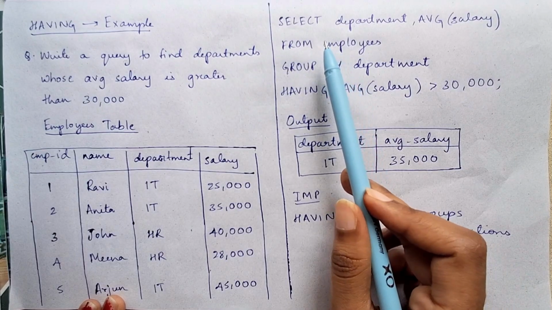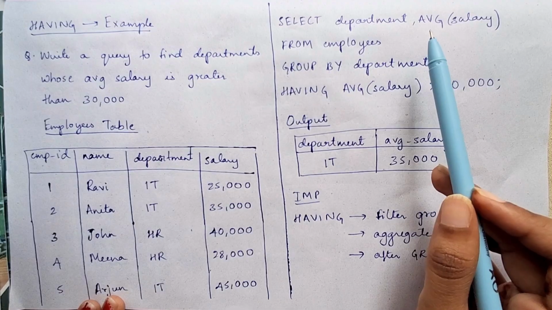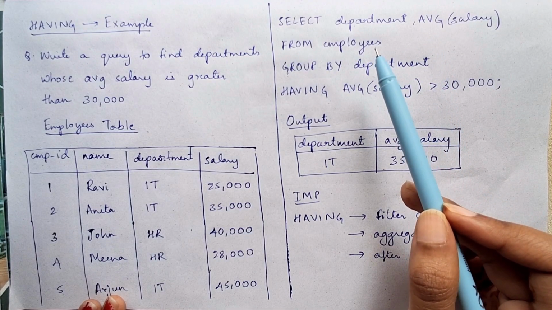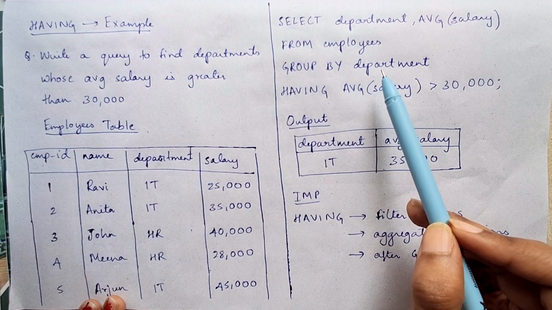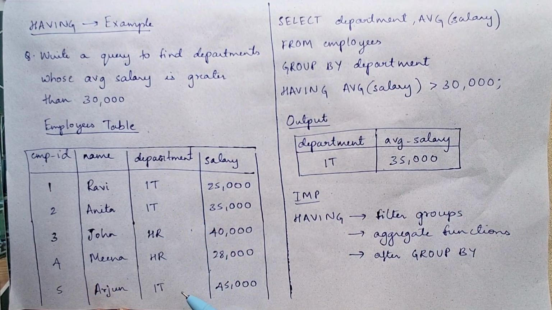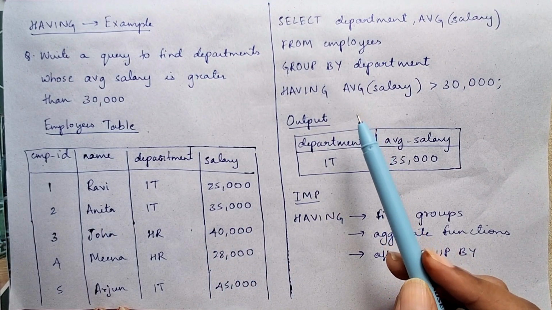First, we are selecting the department column and the average salary. Then we are taking data from the employees table. Next, group by department groups all the employees based on their department. So all IT employees come into one group and all HR employees come into another group. And guys, after grouping, average salary is calculated for each department.